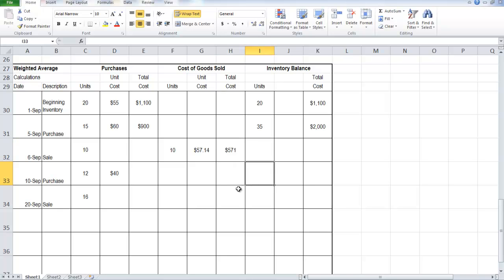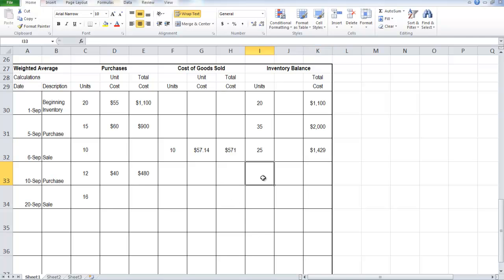So then we add in the next purchase for the inventory balance. So again, those 12 units that were purchased cost a grand total of $480, and my total units in stock. Don't forget to calculate my running inventory balance. So let's do that first. So now, after the first sale, we have 25 units in stock, and the grand total of the cost of those 25 units is $1,429.